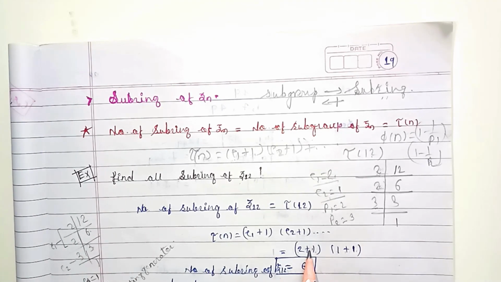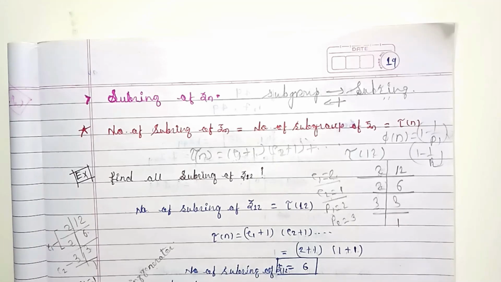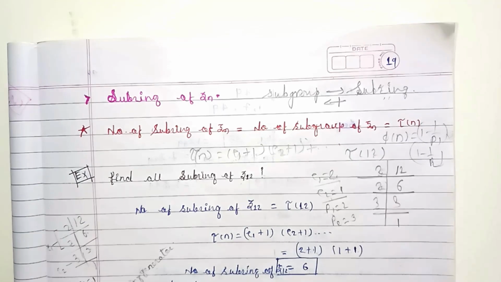So 3 2s are 6. So the total number of subrings of Z12 is 6. Okay, so we got the total number of subrings. How many subrings are there in our ring? But we want to know which subrings actually exist in our ring. Okay, so we want the subrings.